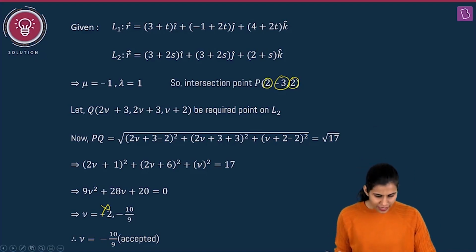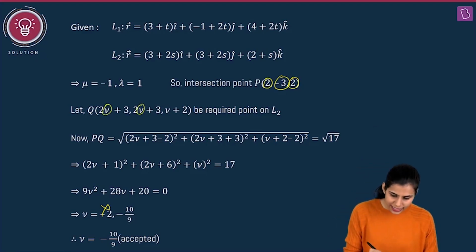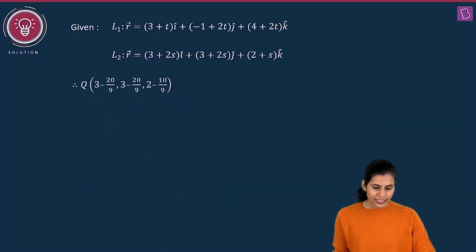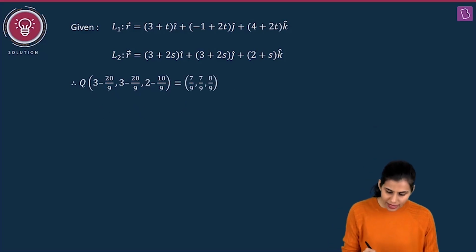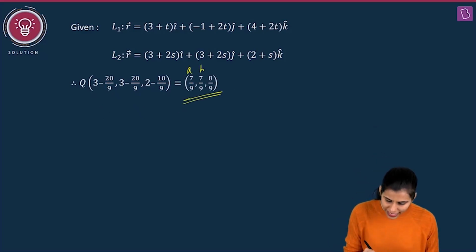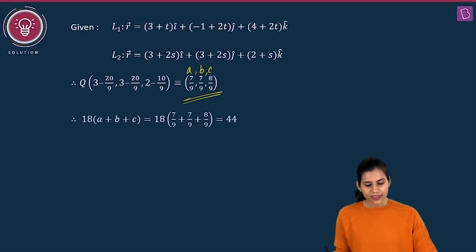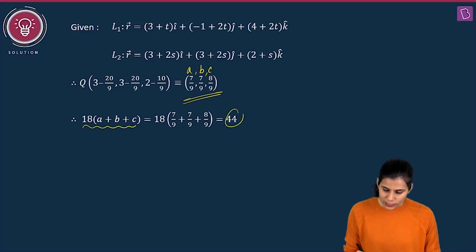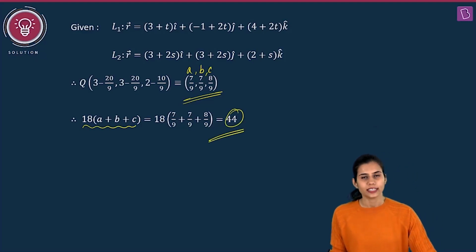So now I have my Q explicitly. Just plug in V as minus 10 by 9 everywhere and resolve this. What you will end up getting for Q is 7 by 9, 7 by 9, 8 by 9. Q was given in the question to be a comma b comma c. So I have the explicit values of a, b, c with me. Plug them in this expression. What you end up getting is 44 to be your final answer.